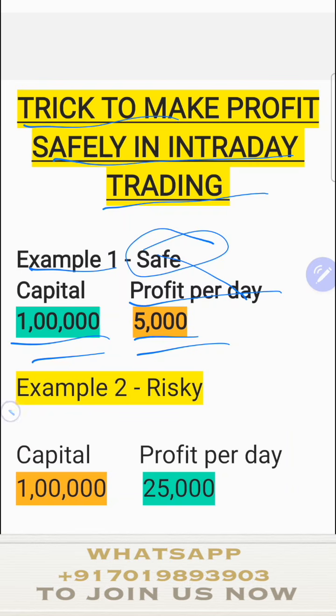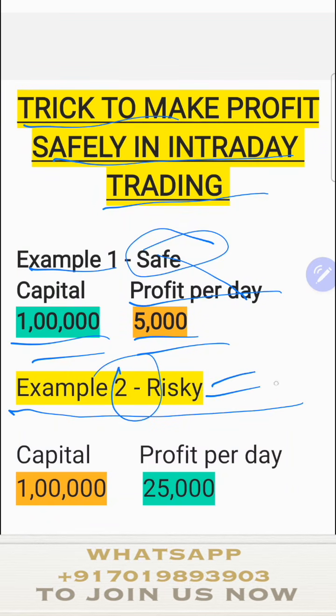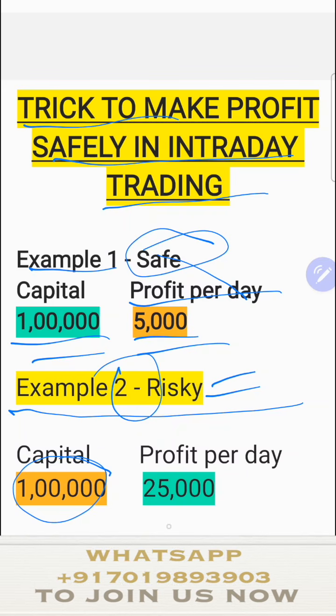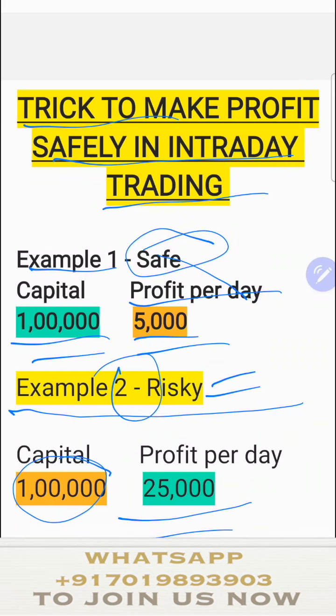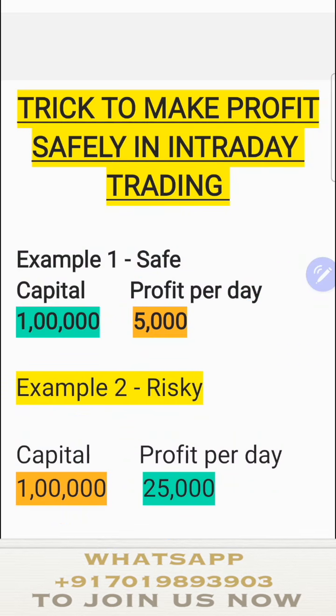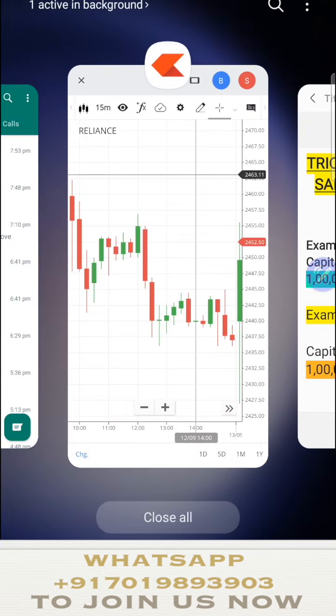Now let's take example 2, which is very risky. Here you're trading with a capital of 1 lakh and you're expecting a profit of 25,000 rupees, which is very risky and not really possible in intraday trading. Yes, it is possible in only a few cases, but it is very risky, and I would consider it to be greedy. Okay, now let me explain why.